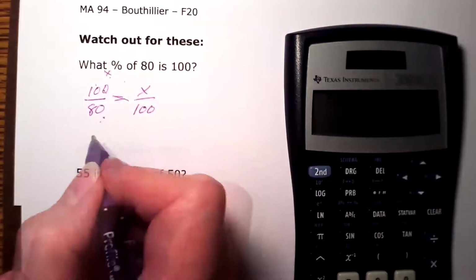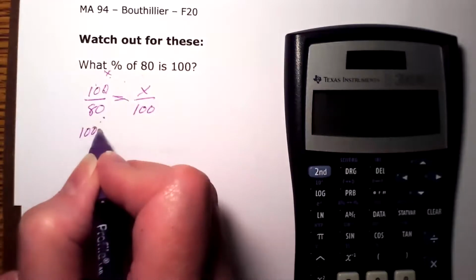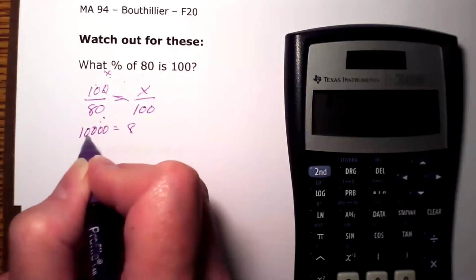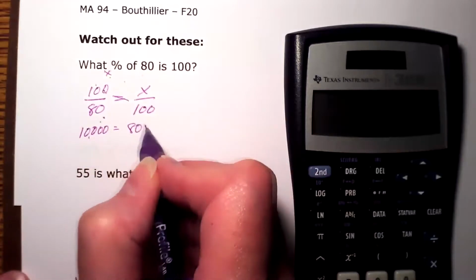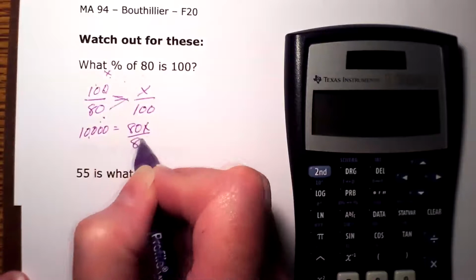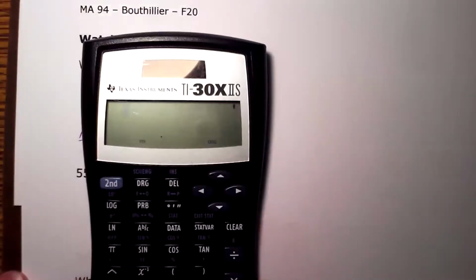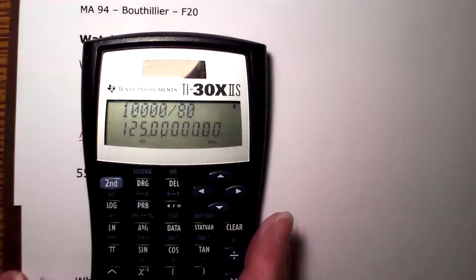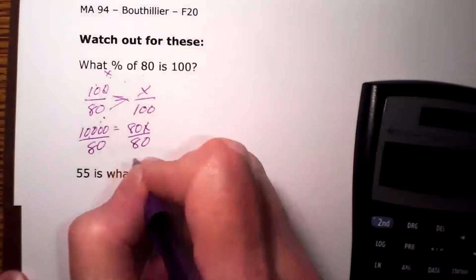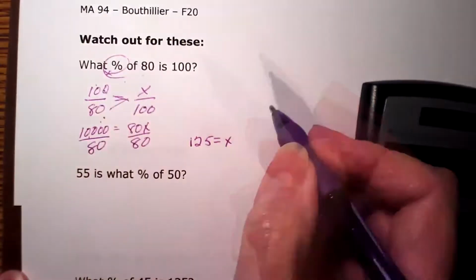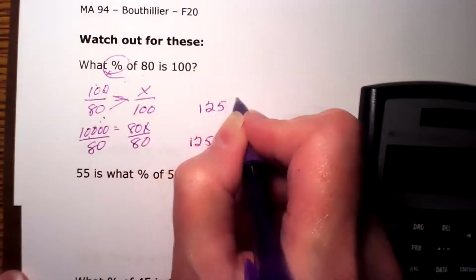So we have 100 times 100 is 10,000, right? 1, 2, 3, 4. Yep. Times 80x, divide by 80. So 10,000 divided by 80 is 125. Again, we're looking for the percent, so it's 125%.